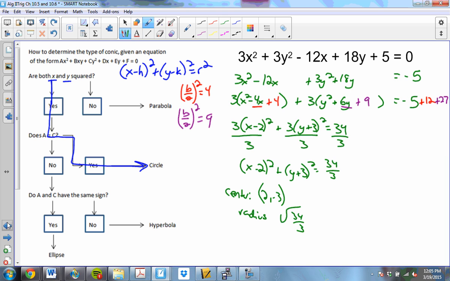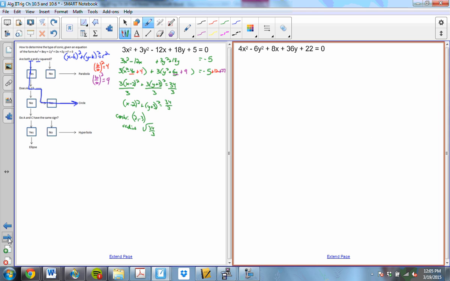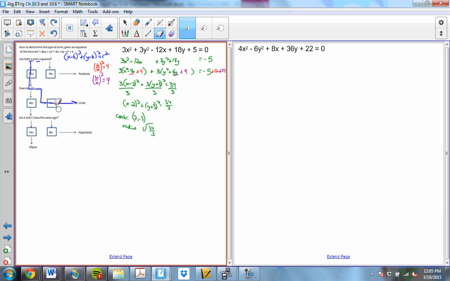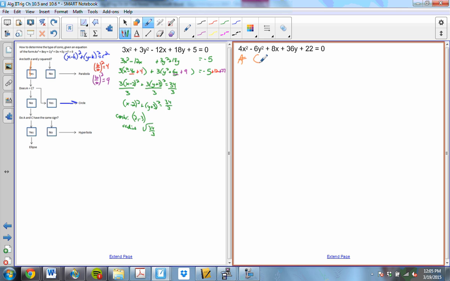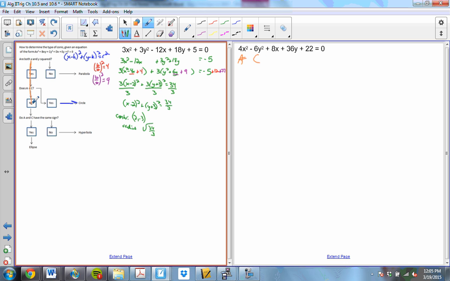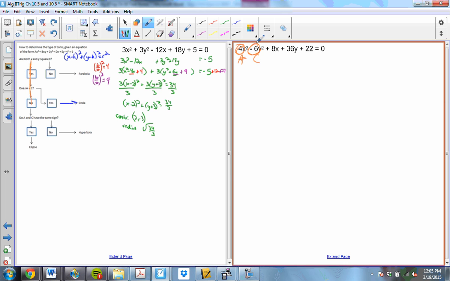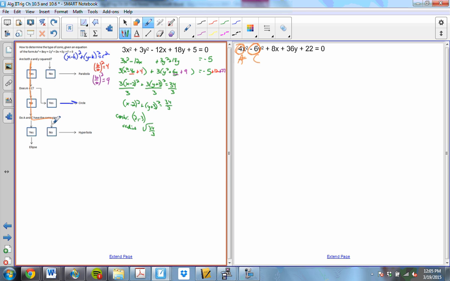I'll keep that flow chart up here. Next one, 4x squared minus 6y squared plus other stuff that I don't really care about. Are x and y both squared? Yes. Does a equal c? No, because a is 4, and c is negative 6. So a does not equal c. Next question, do a and c have the same sign? One of them is positive, one of them is negative. So again, the answer is no. Since the answer is no, this is going to be a hyperbola.